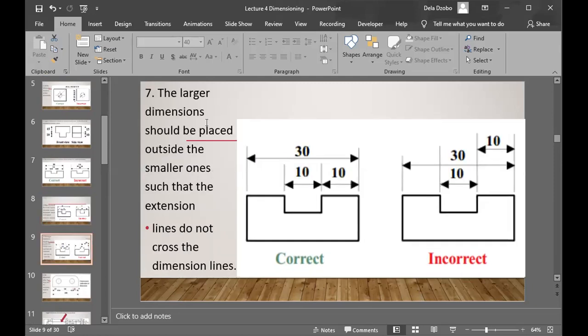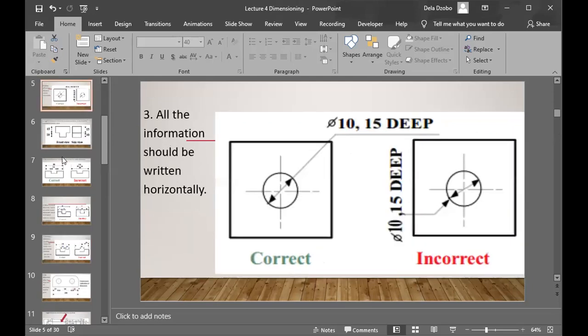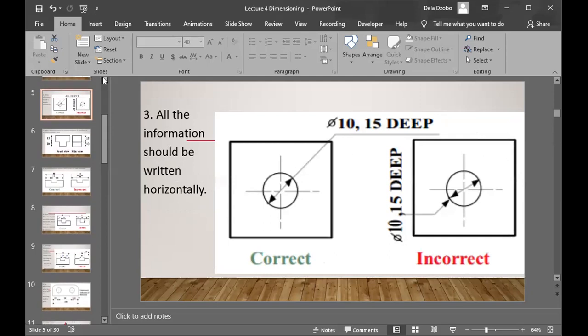The next rule says that the larger dimensions should be placed outside the smaller ones, such that the extension lines do not cross the dimension lines. Okay, so this one too is just another version of stating rule number 5. Rule number 5 over here.